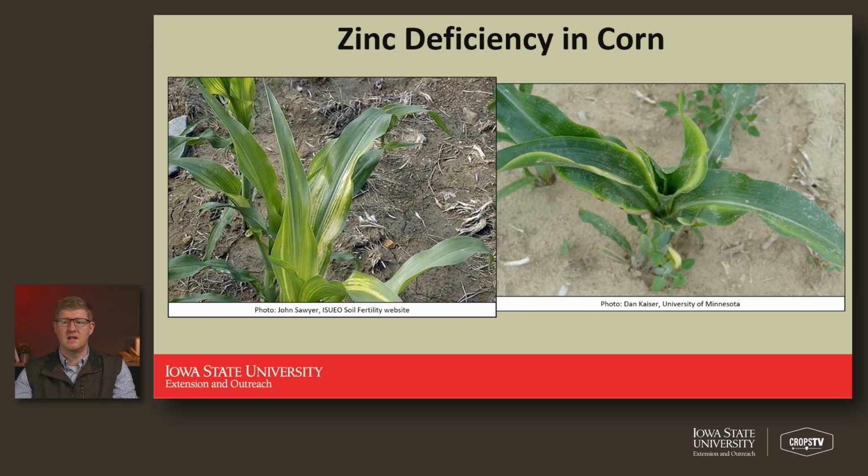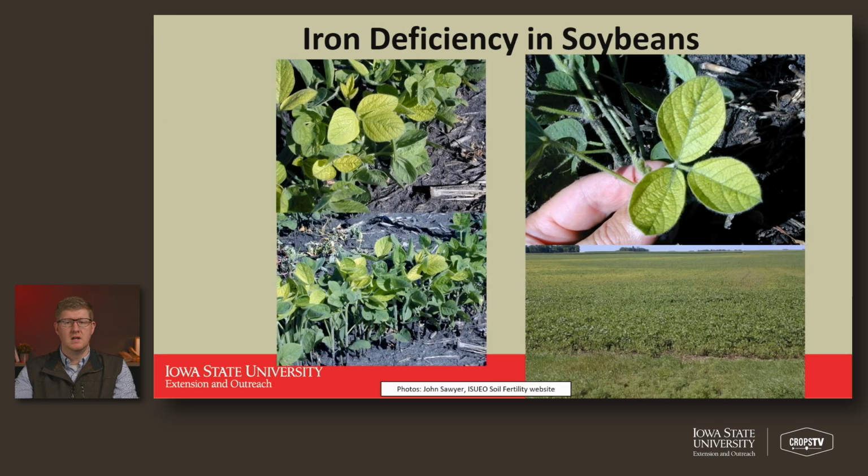On the right is an example of a less severe zinc deficiency, but you can see some of that white striping on the leaves starting to occur there on those upper leaves. In terms of iron deficiency in soybeans, as I mentioned, one of the key indicators is going to be that yellowing of the plant tissue between the veins, but with the veins remaining green. You can see some pretty good examples of this here.